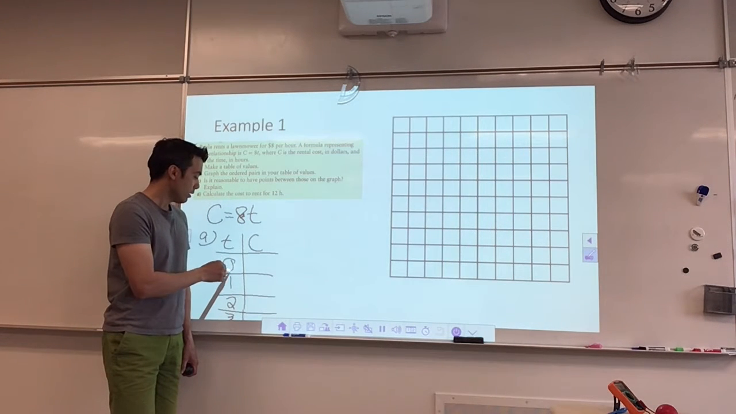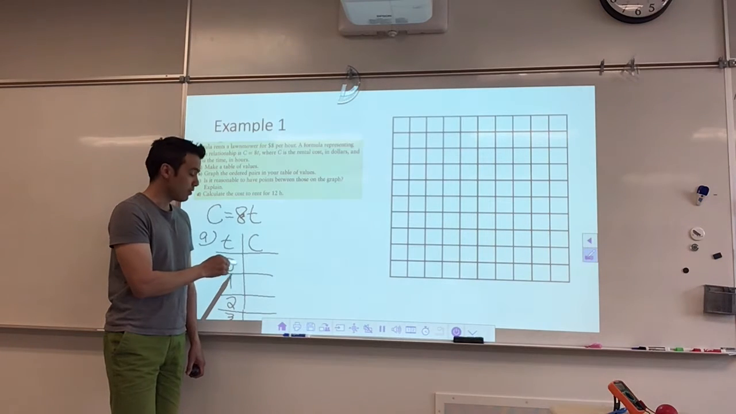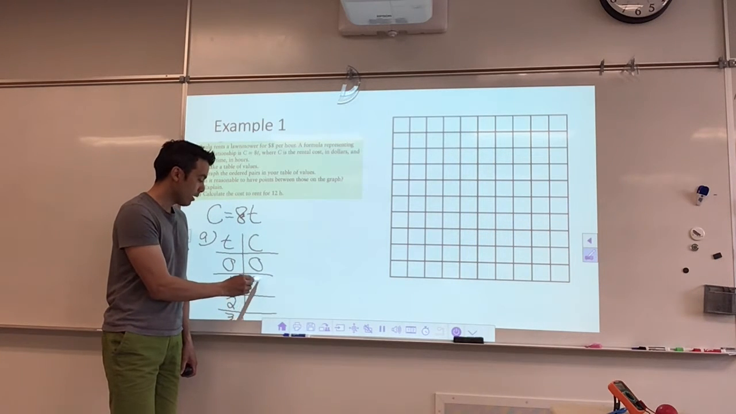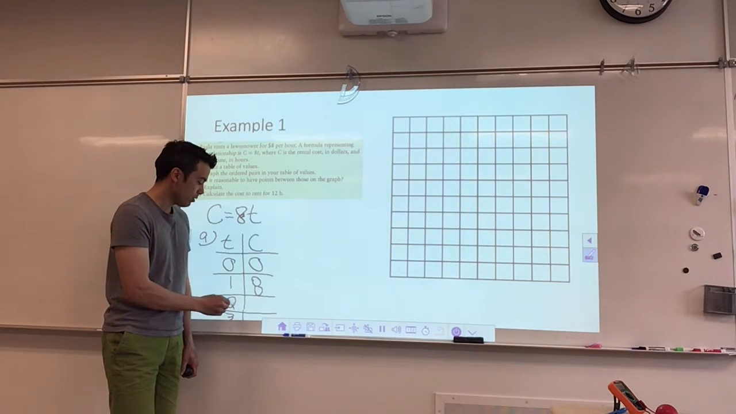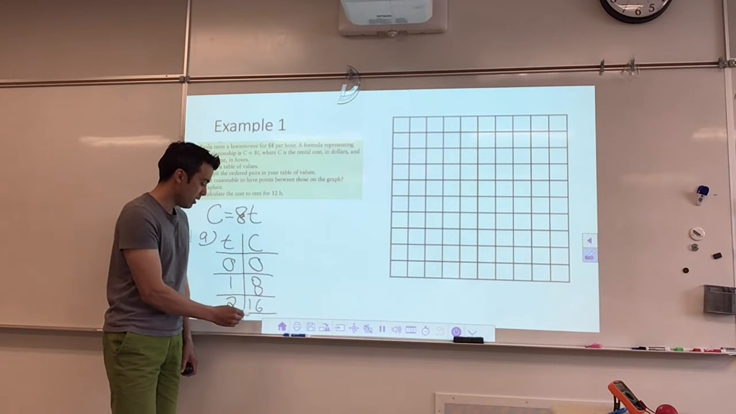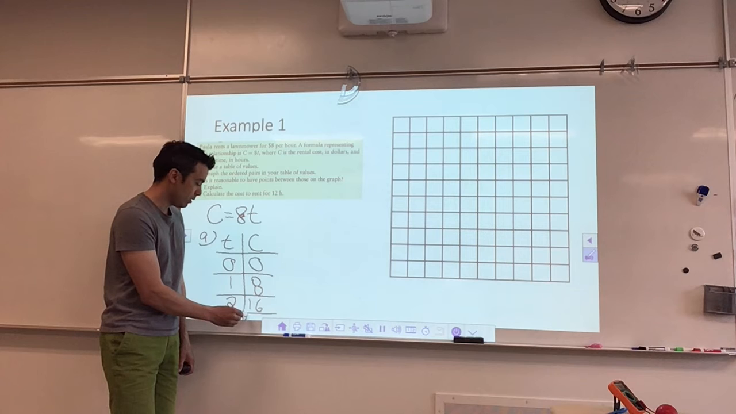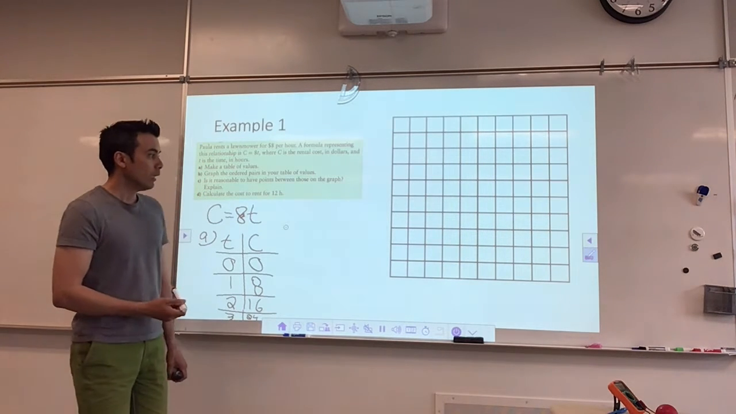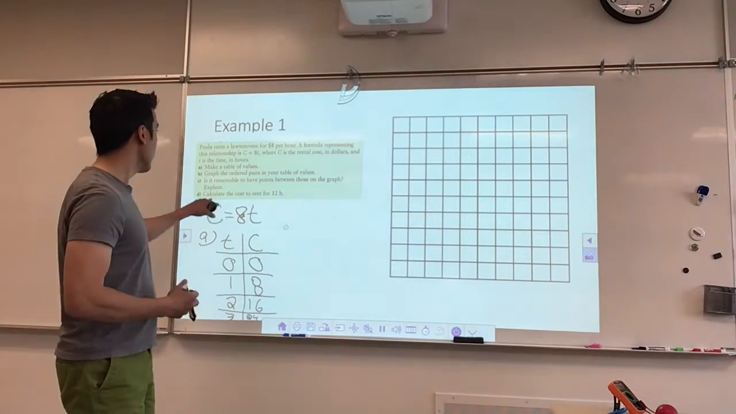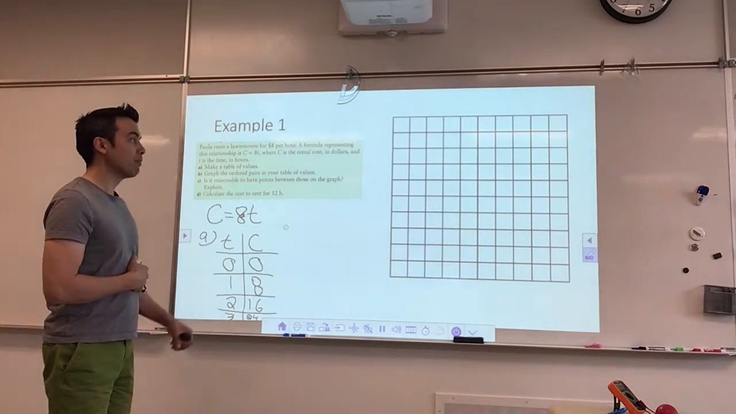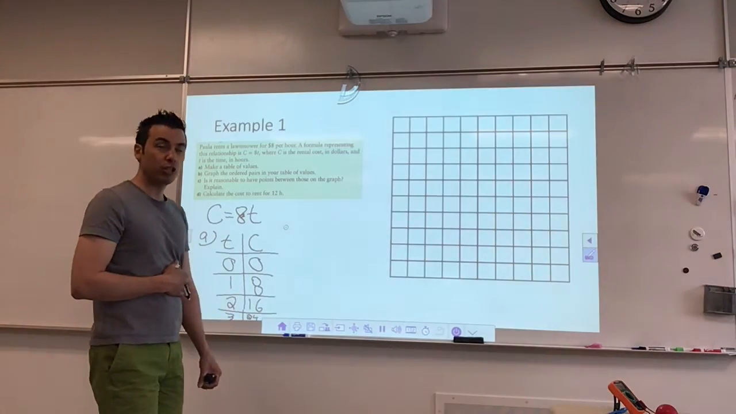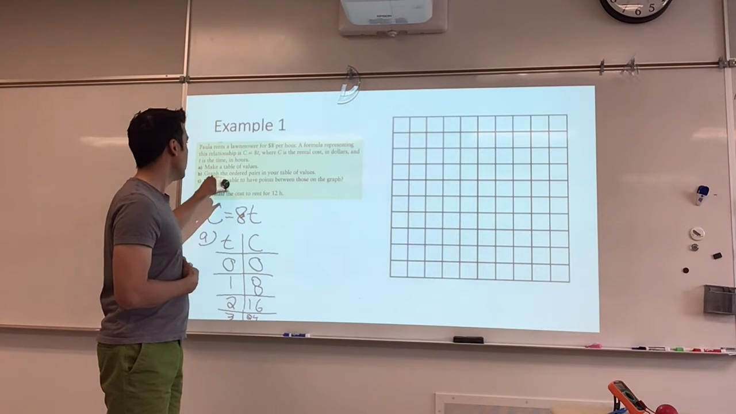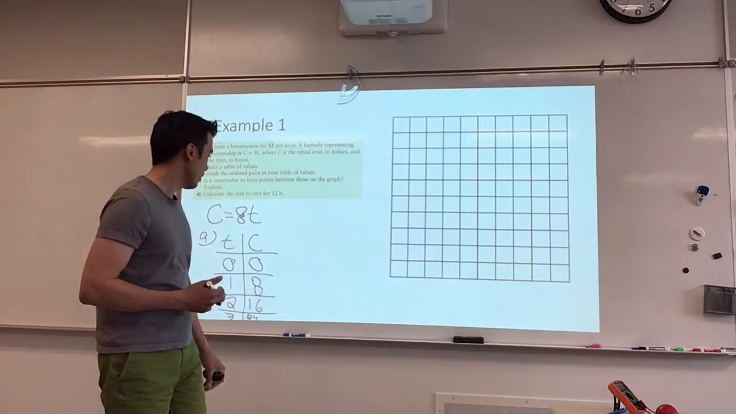So if I rent the lawnmower for 0 hours, I pay 0. If I rent it for 1 hour, I pay $8. Rent it for 2 hours, 16, and 3 is going to be 24. Once I have this table of values, I'm now in a position where I can make a graph. So part B, graph the ordered pairs in your table of values.